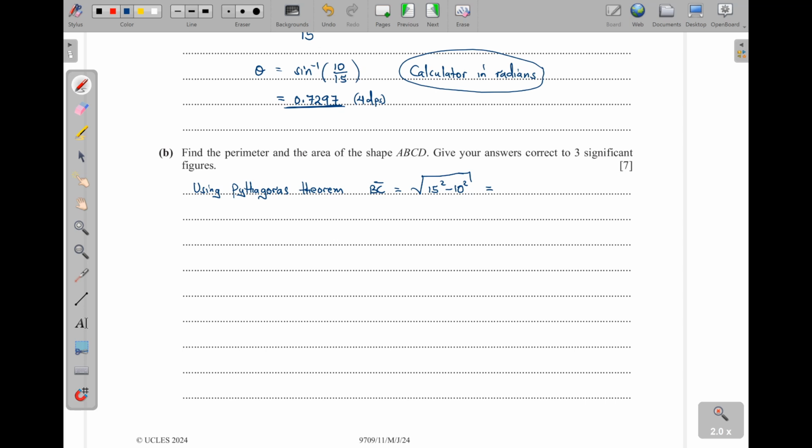Okay, so 15 squared, that is 225. 225 minus 100, that is 125. So we shall have the square root of 125. So then what will be the perimeter? So perimeter is going to be equal to the arc.